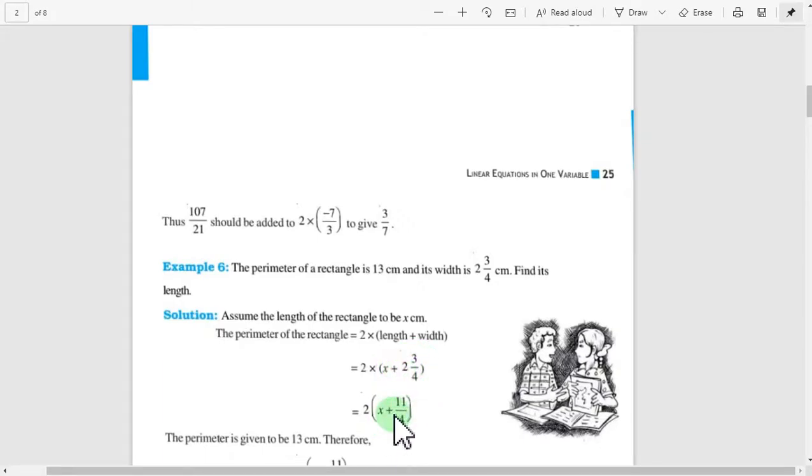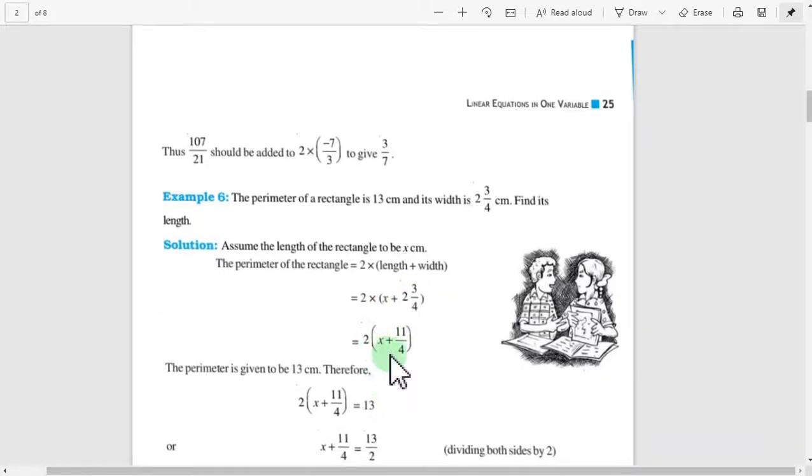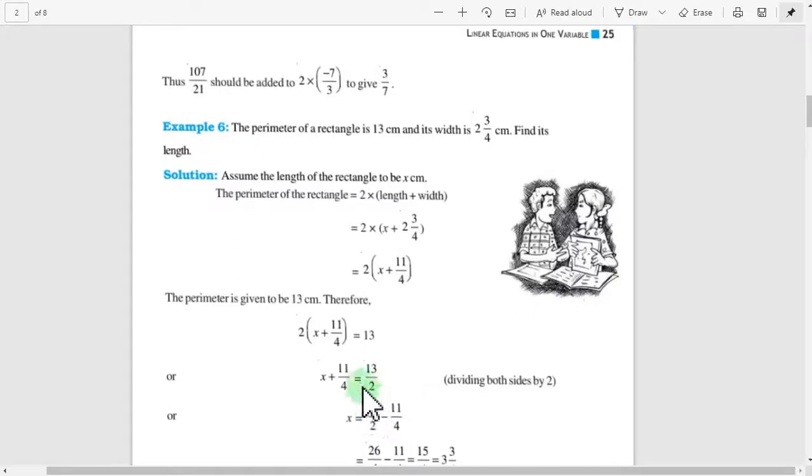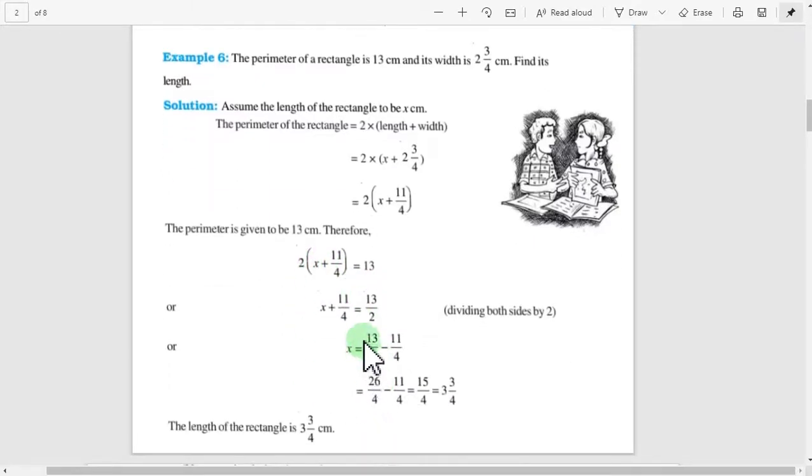Converting this into an improper fraction. Actually, as per the formula, this is the perimeter, but here we have not gotten the value, so x is unknown. But the perimeter is known, so if you simplify this, you have to get 13. So x plus 11 by 4, take 2 to the other side, it becomes division. Then take plus 11 by 4 to the other side, minus 11 by 4. Taking the LCM and simplifying.